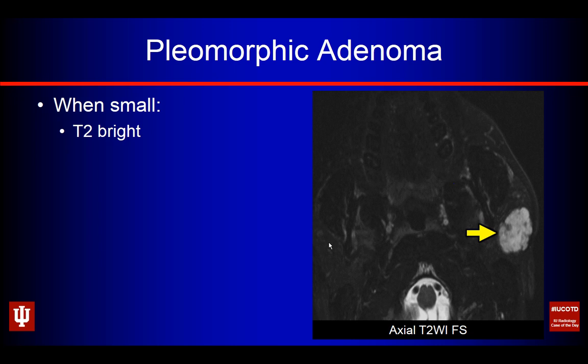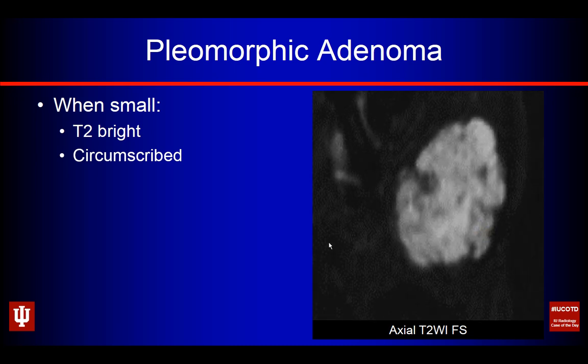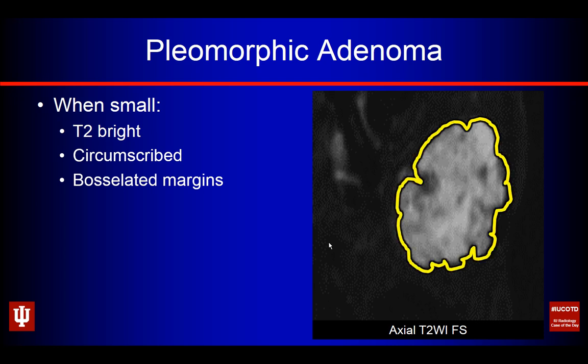So what do they look like? Well, when they're small, they tend to be quite T2 bright. That signal can change a little bit as they get larger, but when they're small, they're T2 bright. You can see they have circumscribed margins. I'm going to mag this up just so you can get a better sense of what these margins look like, because they oftentimes have this very characteristic bossylated appearance to their margins. And by bossylated, I mean this lumpy, bumpy, kind of looks like a happy cumulus cloud type of look. So that gentle sort of microlobular appearance to their borders is very consistent with a pleomorphic adenoma.